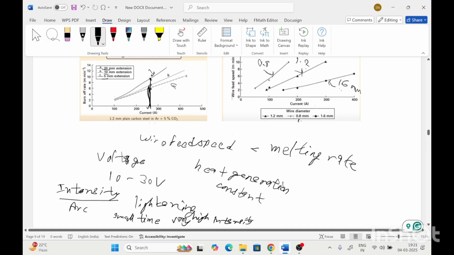Spattering will be high, and at some positions we will have high deposition, while at some positions we will have undercuts or a lack of fusion.